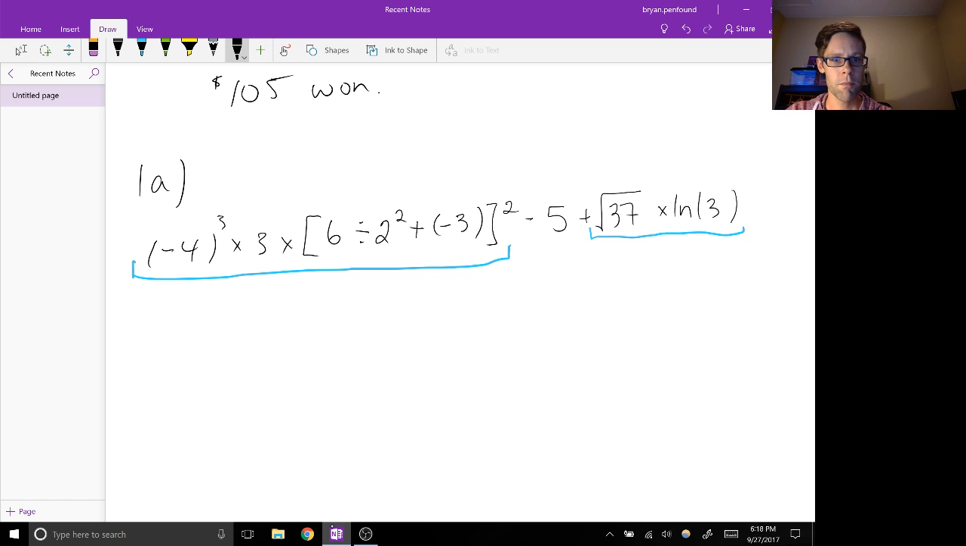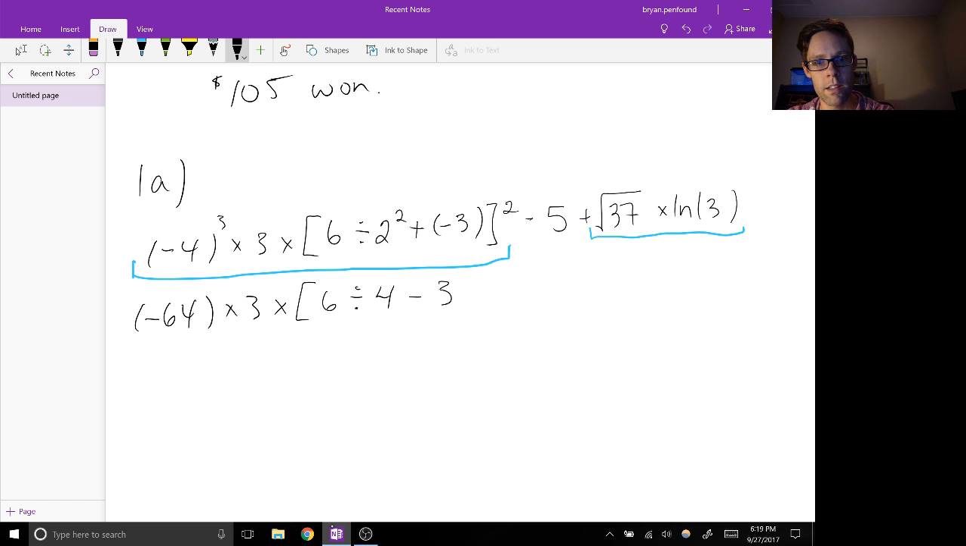Okay, so let's start working maybe in the brackets of this first underlined piece. So -4 cubed, that's going to be -4 times -4, which is 16, times -4, that's -64. And then we're going to multiply that by 3. And then we're going to need to multiply by whatever we get in here squared. So what do we got in here? We got 6 divided by 4 minus 3.